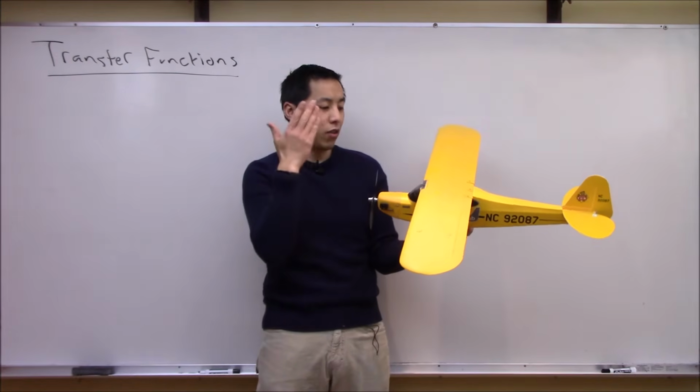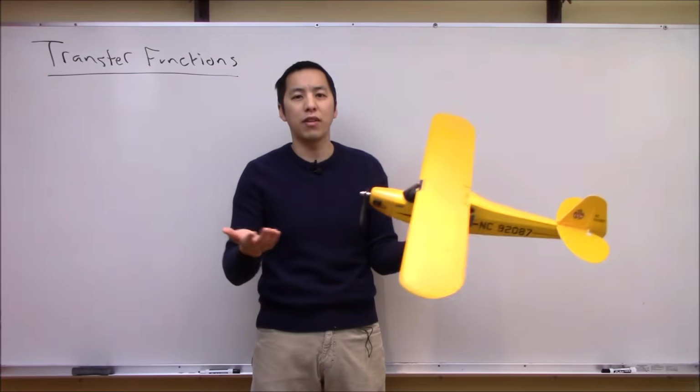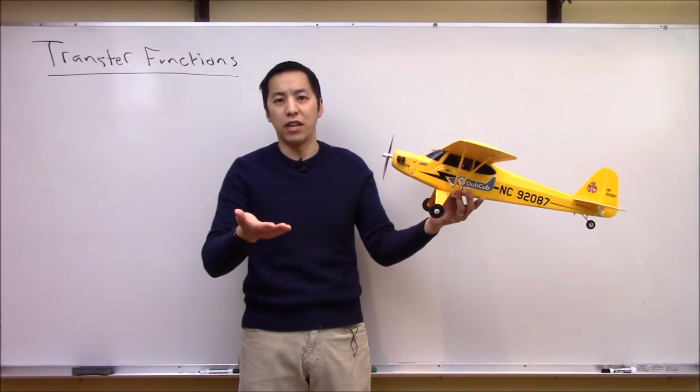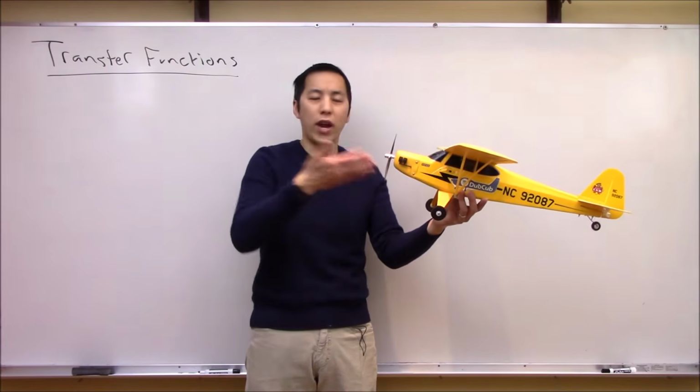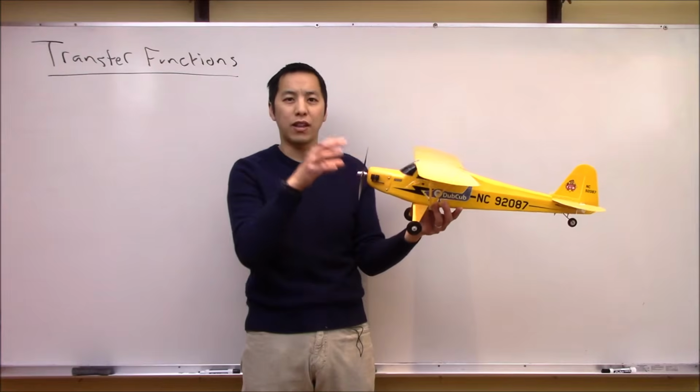So those are some of the traditional inputs to this system, but there are other things that might influence how this thing flies. For example, what the air density is, or the temperature, or the weight of the aircraft. There's a myriad number of different inputs that can affect the output of the system.